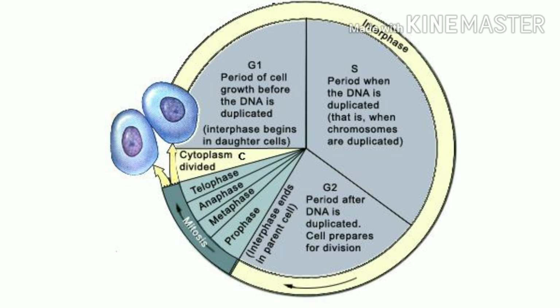After that, the cell will enter into M phase, that is the multiplication phase, which includes karyokinesis, that is division of nucleus, and cytokinesis, that is the division of cytoplasm. Karyokinesis is further divided into four stages: prophase, metaphase, anaphase, and telophase. Now we will study these stages in detail.